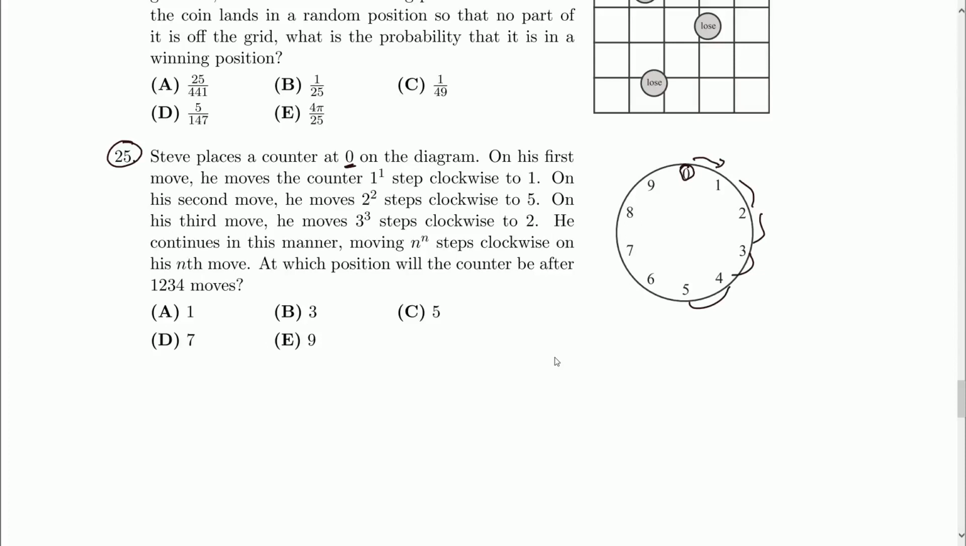Now 3 to the 3, that's 27. That's going to be quite a lot, so much so that I don't want to count out and verify, but they do say it's 2. He continues in this manner, moving n to the n steps clockwise on his nth move. At what position will the counter be after 1,234 moves?